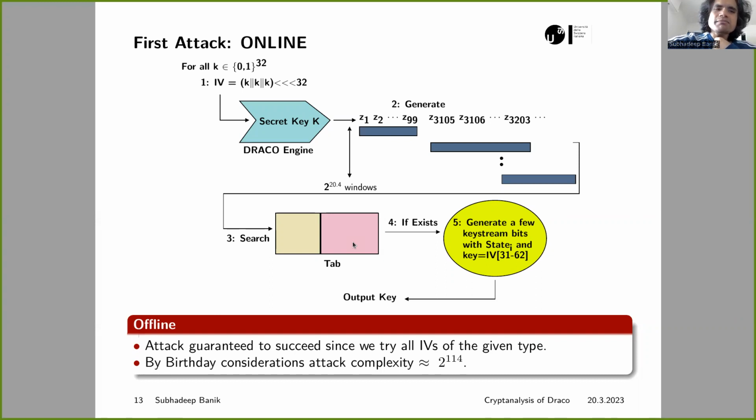And by using birthday bounds, it's possible to calculate that the total complexity of this attack is around 2 to the power 114, as opposed to brute force search, which would take 2 to the power 128.